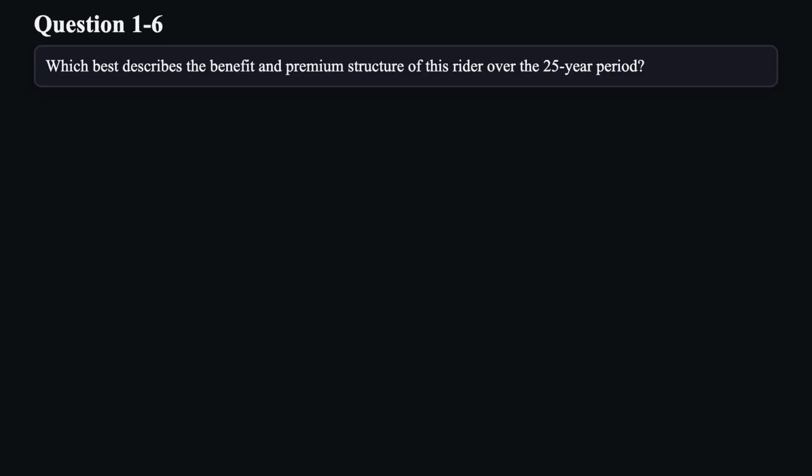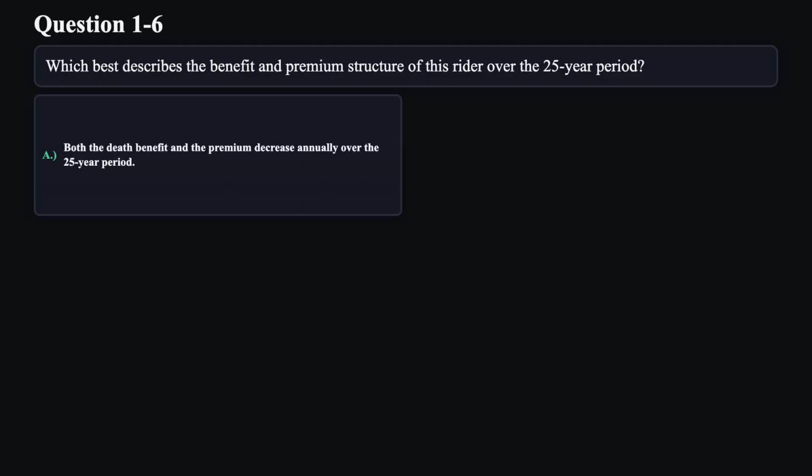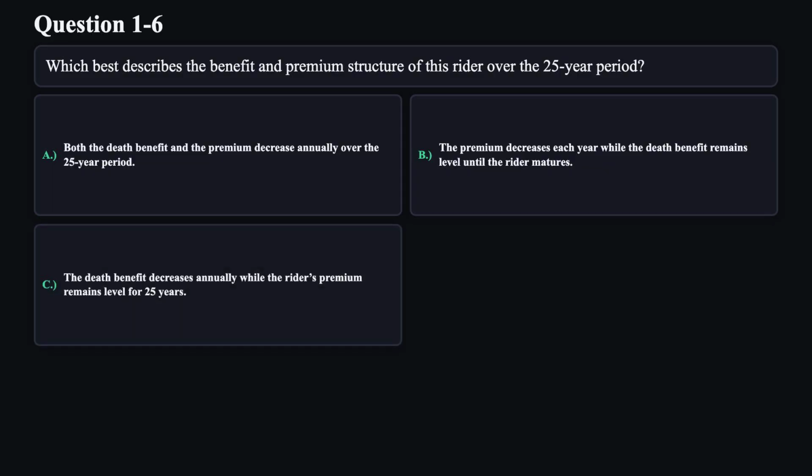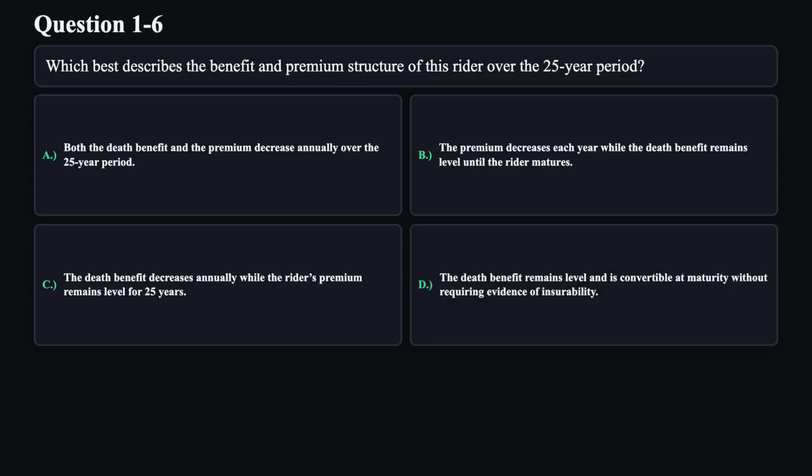Question 6. Which best describes the benefit and premium structure of this rider over the 25-year period? A. Both the death benefit and the premium decrease annually over the 25-year period. B. The premium decreases each year while the death benefit remains level until the rider matures. C. The death benefit decreases annually while the rider's premium remains level for 25 years. D. The death benefit remains level and is convertible at maturity without requiring evidence of insurability.